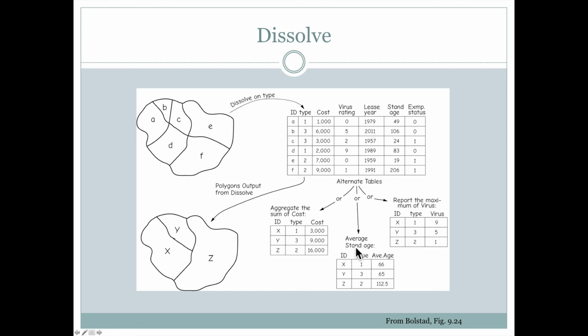So we can take sum, we can take average, or we can take maximum. We can do all of these different things, but we have to deal with the fact that we have fewer features in the dissolved layer, and so we're going to have fewer rows in the attribute table, and somehow those values have to be combined.